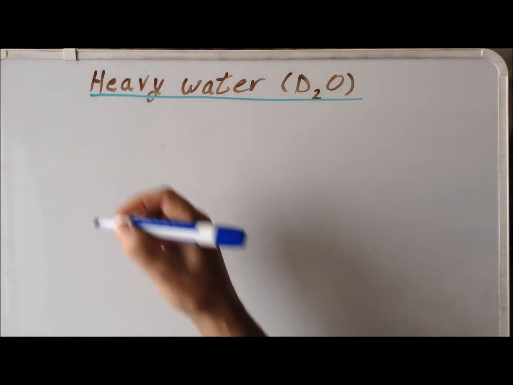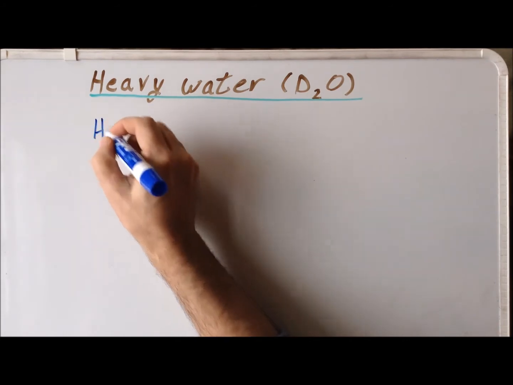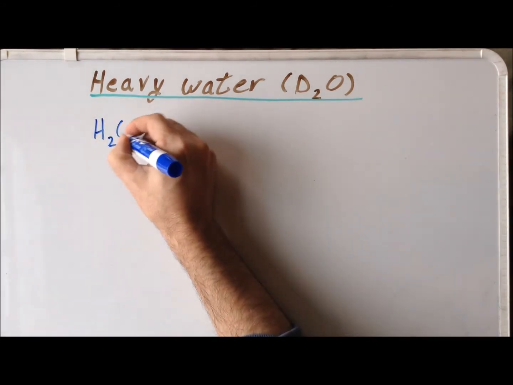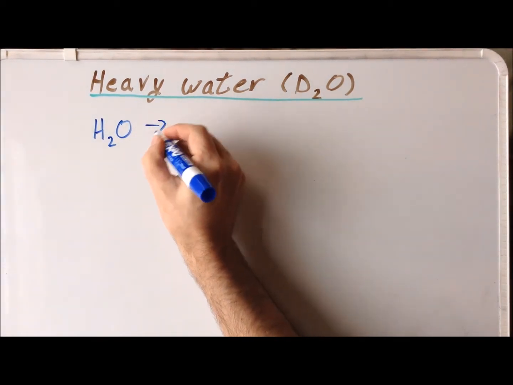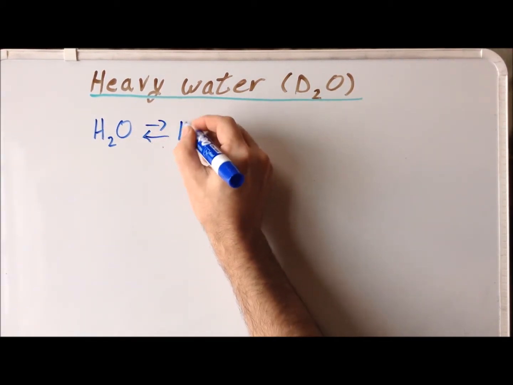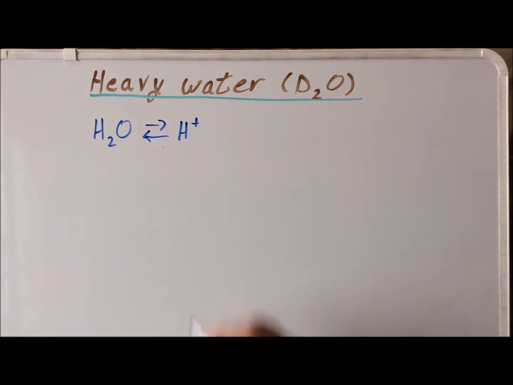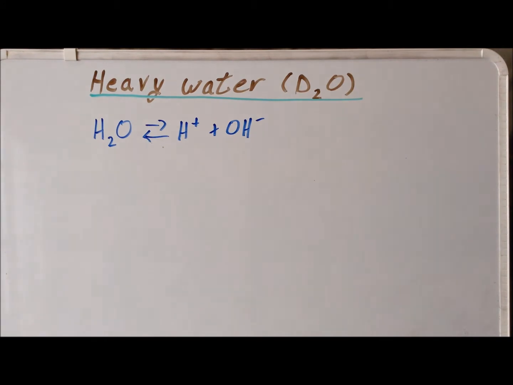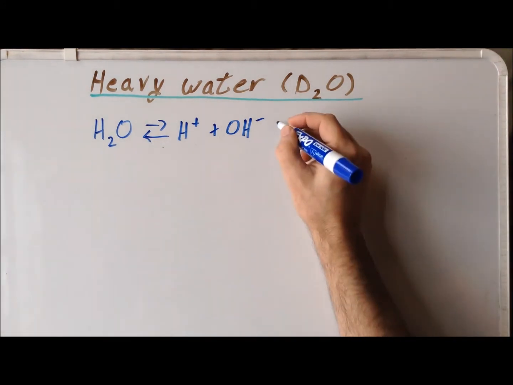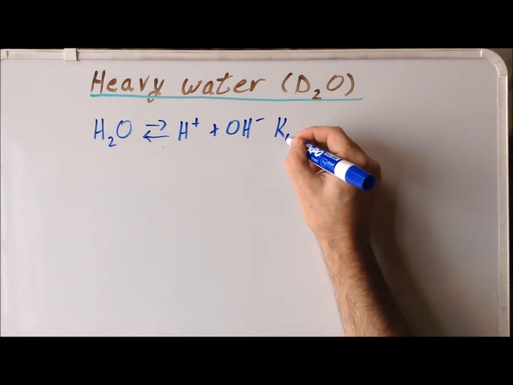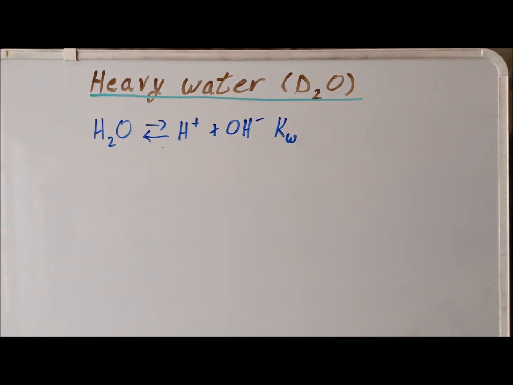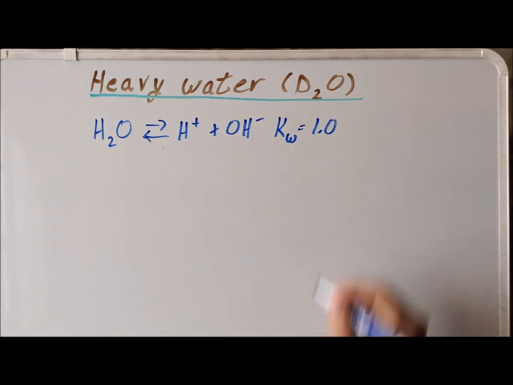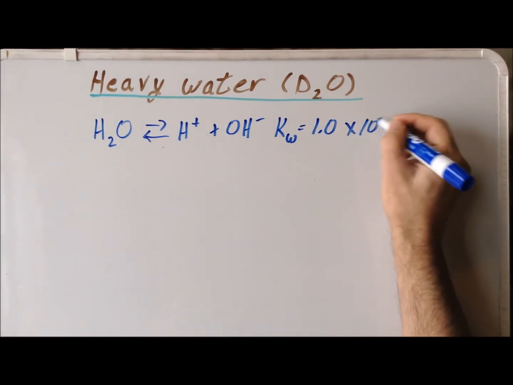We recall that ordinary water, water made from the most common isotope of hydrogen, hydrogen 1, has the property that it auto-ionizes. So it breaks up into H plus and OH minus ions. But it does this to a very small degree at 25 degrees centigrade. And the equilibrium constant for this reaction, we recall, has the convenient value of 1.0 times 10 to the minus 14.